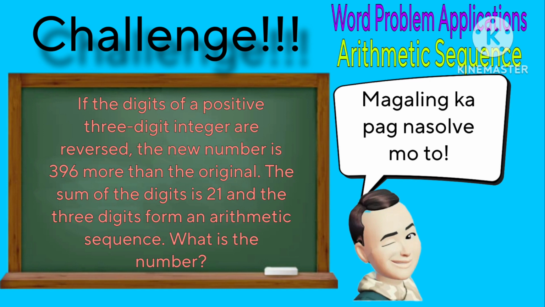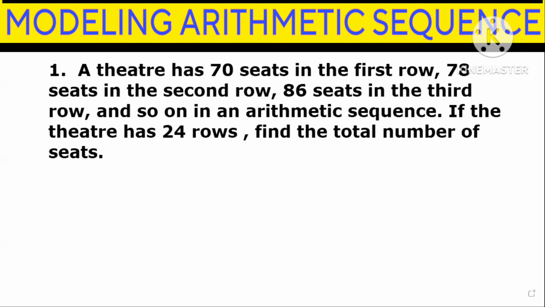Can an arithmetic sequence be applied to real-life situations? Let us consider the following problems. Problem number 1: a theater has 70 seats in the first row, 78 seats in the second row, 86 seats in the third row, and so on in an arithmetic sequence. If the theater has 24 rows, find the total number of seats.